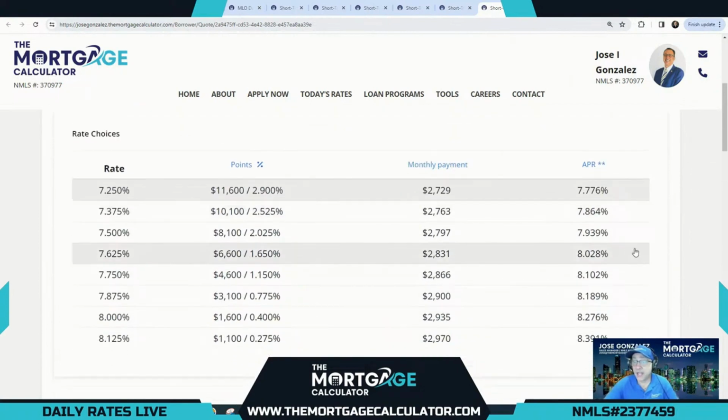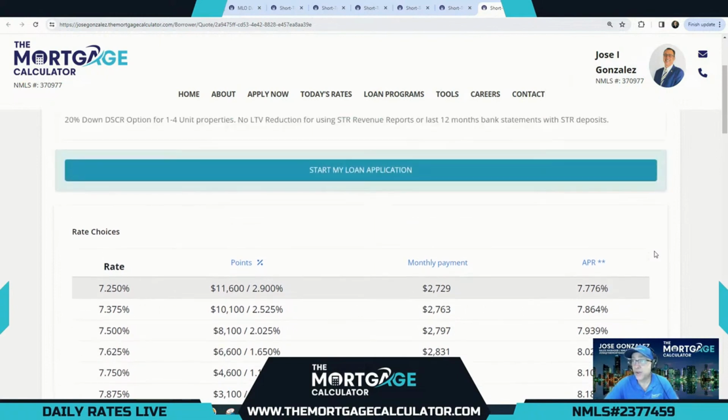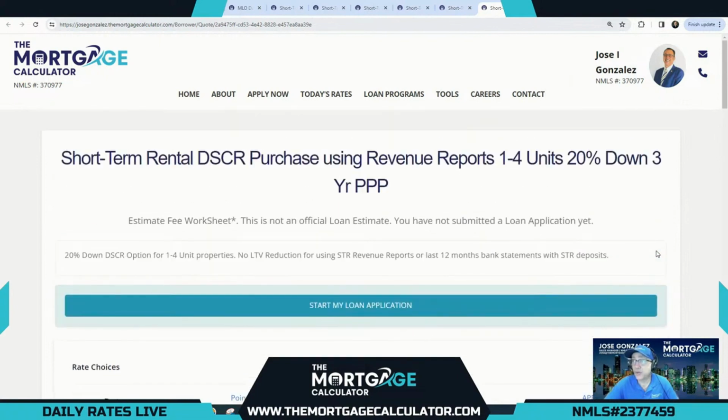And we're looking at 8.125 being our lowest cost option, and you can buy that down to 7.25 for this option using revenue reports to qualify, the last 12 months of revenue reports for the refinance or purchase, actually, because this is for a property where the seller would be operating the property as a short-term rental, and the seller is also collaborating and offering either the revenue reports or the bank statements to show the income generated by the property.